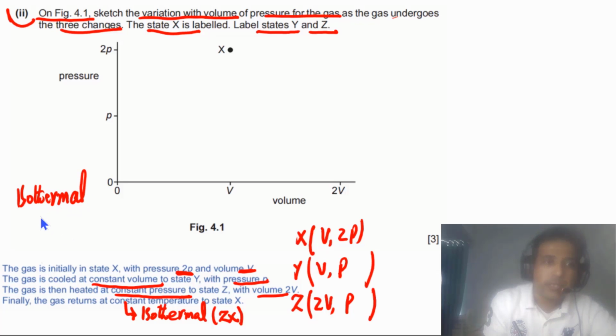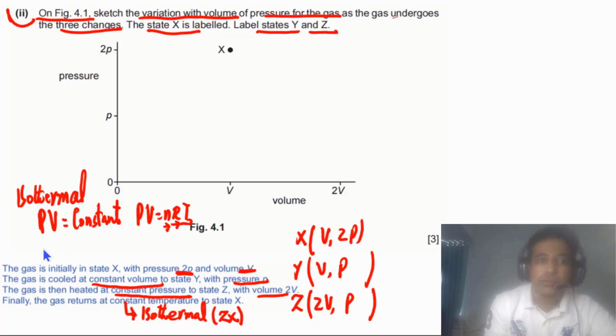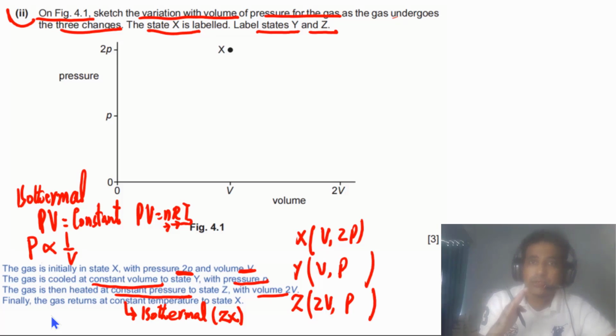In an isothermal process, temperature remains constant, so PV is equal to constant. This comes from PV equal to nRT. If temperature is constant, R is constant and n is also constant, so PV is equal to constant. It also means that P and V are inversely proportional to each other. Very important point. We need this to sketch the curve.